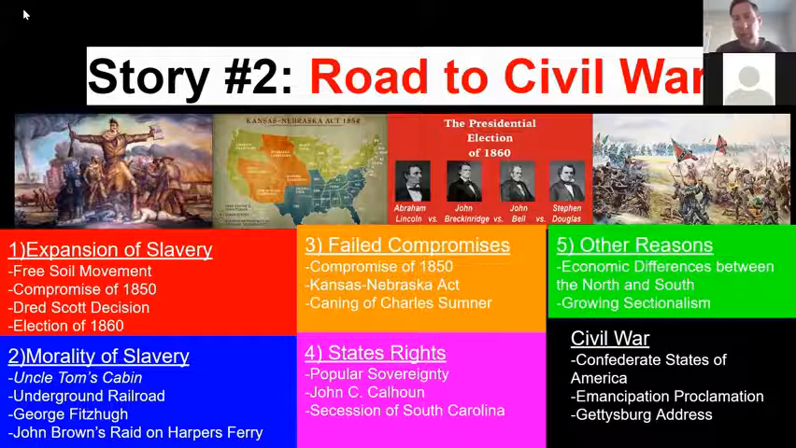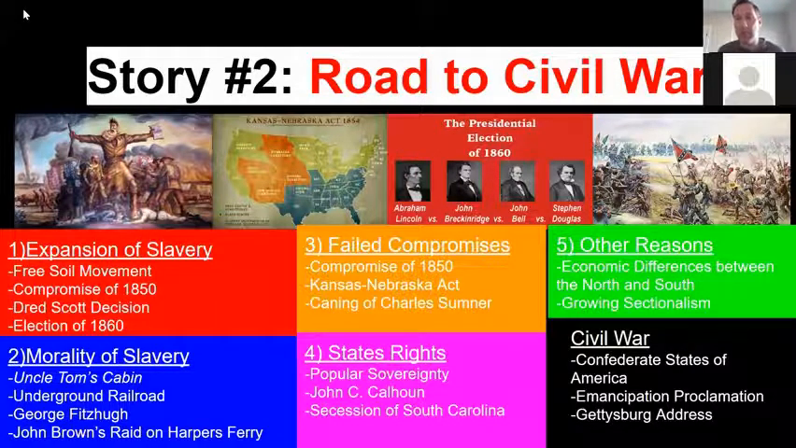And then probably one of the most important events during this time period that really divides the North and South is John Brown's raid on Harper's Ferry. John Brown, a radical abolitionist, essentially goes into Virginia and tries to start a slave rebellion. And this makes the South terrified of Northerners and Northern abolitionists, makes them more paranoid. But it also shows that the abolitionist movement is becoming more radical and willing to take more extreme steps to try to fight slavery. Our third reason is going to be failed compromises.